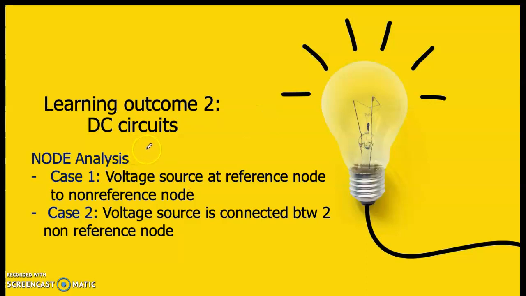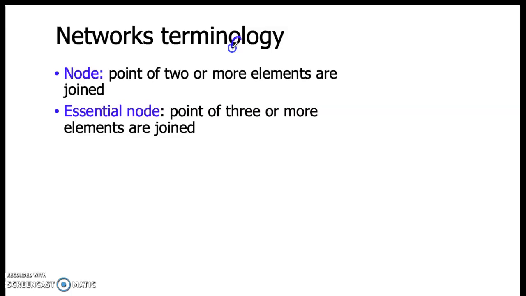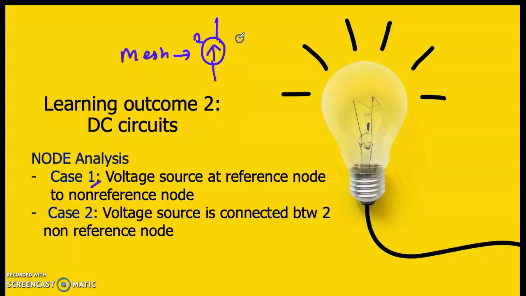Okay. So same with the mesh, you have two cases. If you're talking about mesh, you are looking at the current source, right? So if this current source exists in between two meshes, you call that a super mesh. But for your nodal, we are looking at a voltage source. So there are two cases. One is the voltage source at the reference node to the non-reference, and another one is the voltage source connected between two non-reference nodes. So what does that mean by this reference and non-reference node?